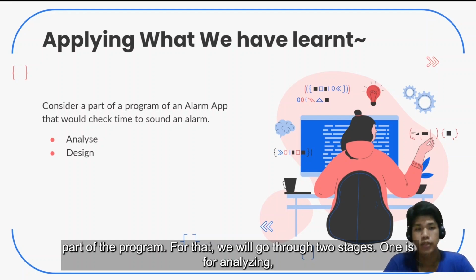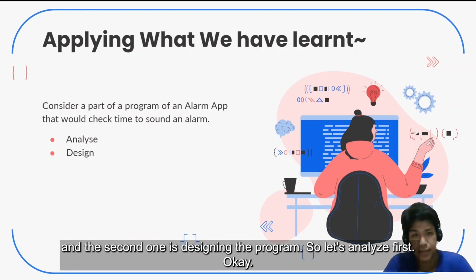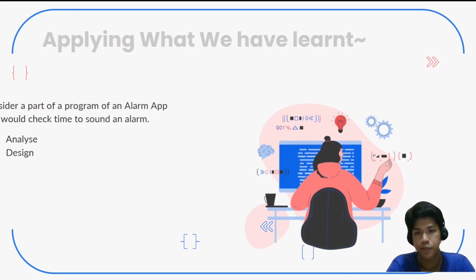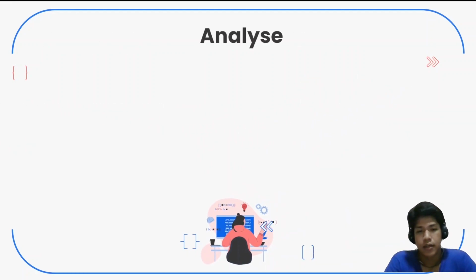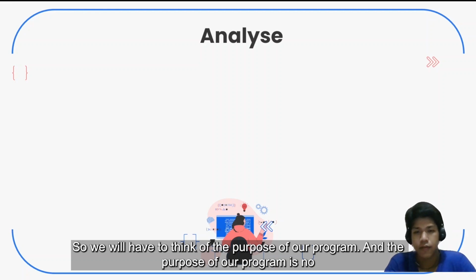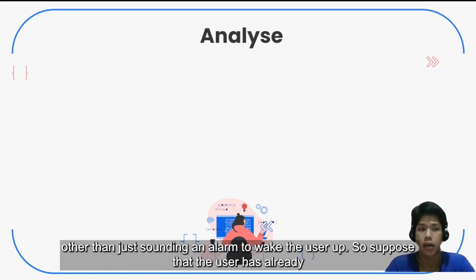For that, we will go through two stages. One is for analyzing, and the second one is designing the program. So let's analyze first, okay? So we will have to think of the purpose of our program, and the purpose of our program is no other than just sounding an alarm to wake the user up.